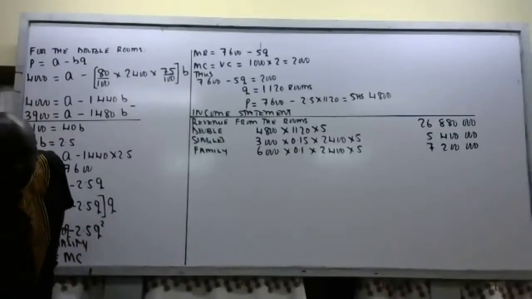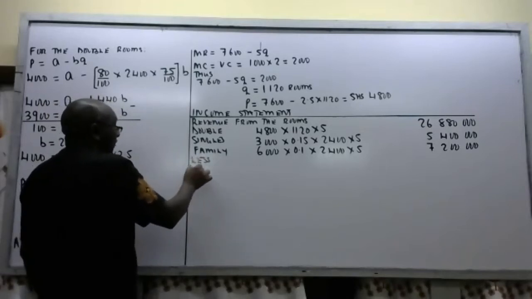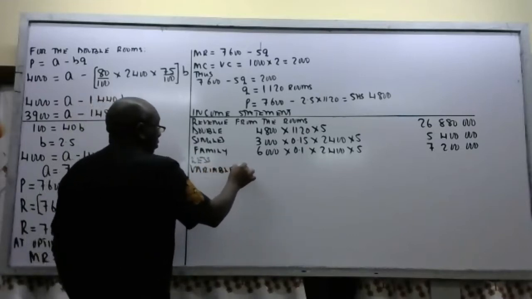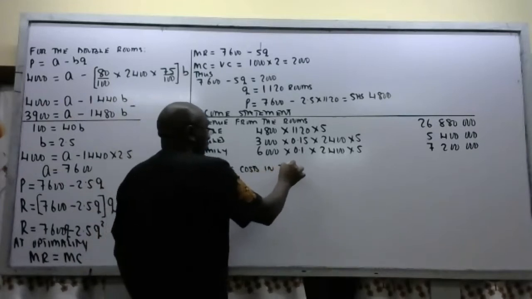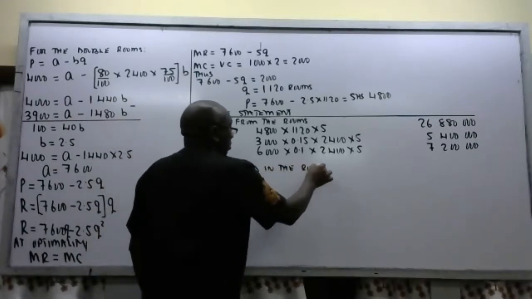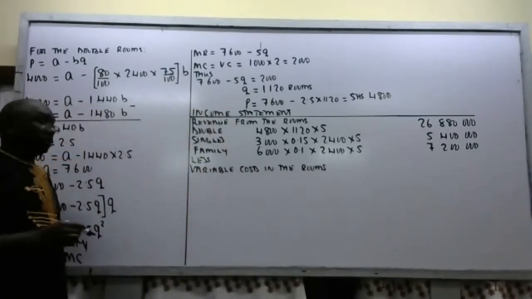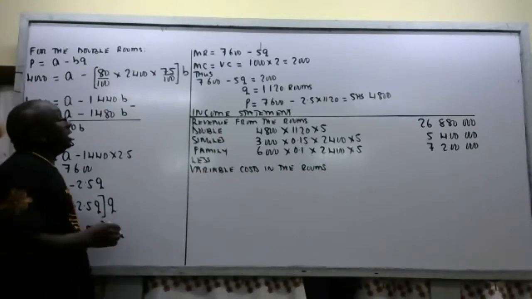From there, let us get now to say less variable costs. Variable costs in the rooms.